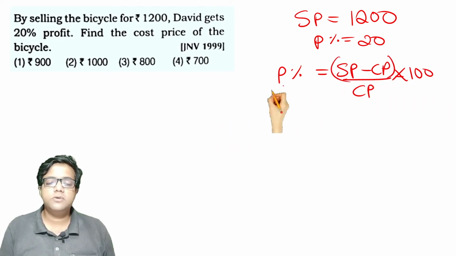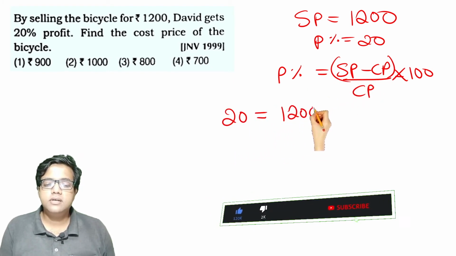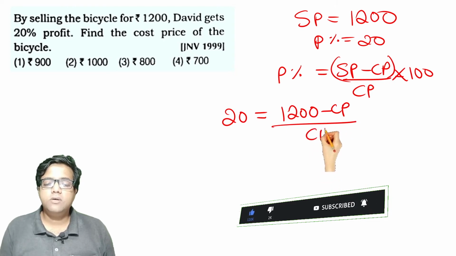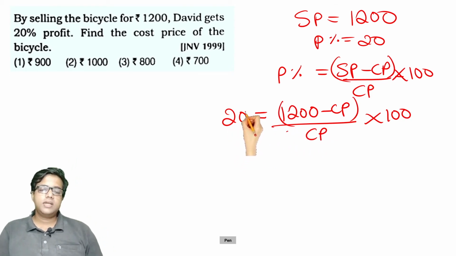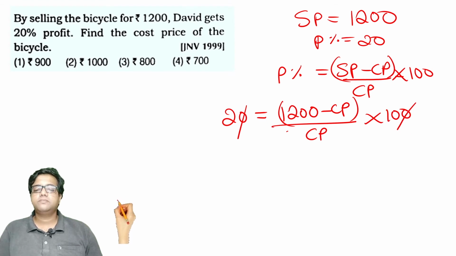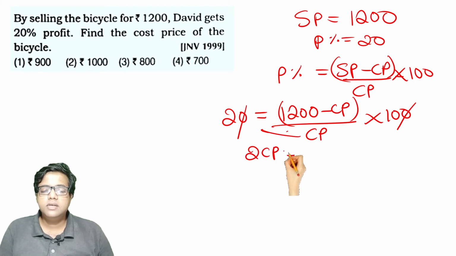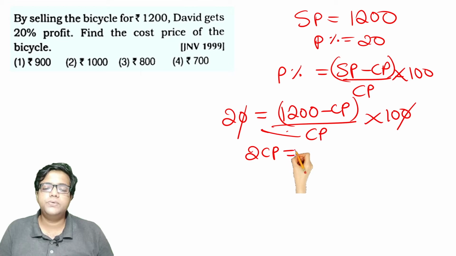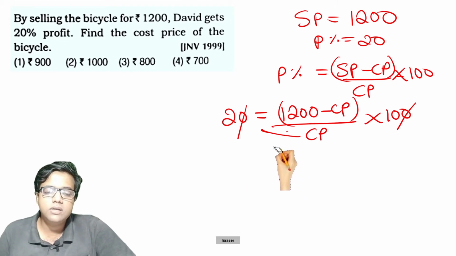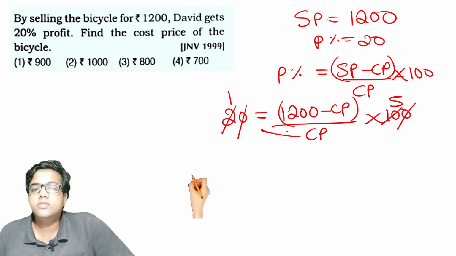Okay, so let's put the values here. Profit percent is 20 is equal to selling price is 1200 minus cost price we don't know, by cost price we don't know, we will keep it as CP into 100, right? Before multiplying the CP here, you can cancel out this 0 and this 0 here. Now multiply this CP there, so that becomes 2CP is equal to, and we can still do the math here. We can still cancel out here. 2 1s are 2, 2 5s are 10.